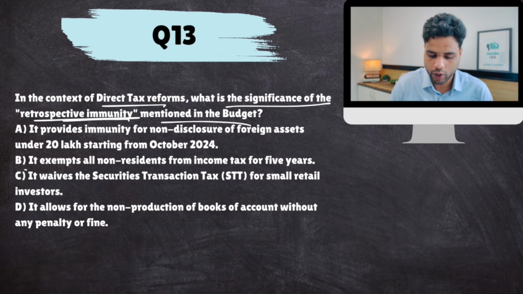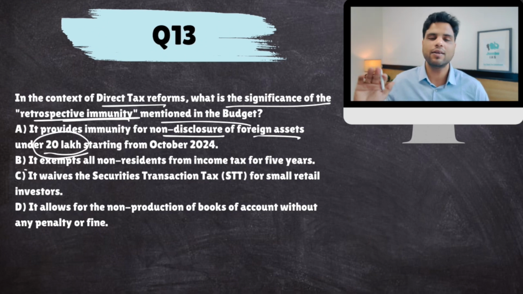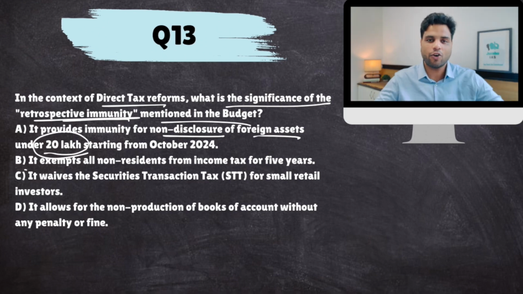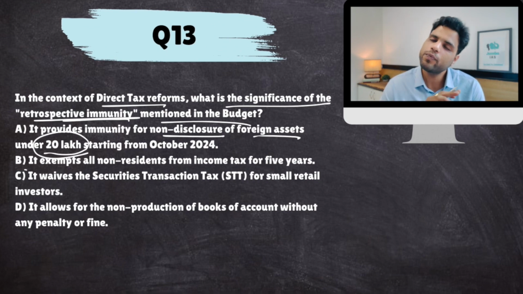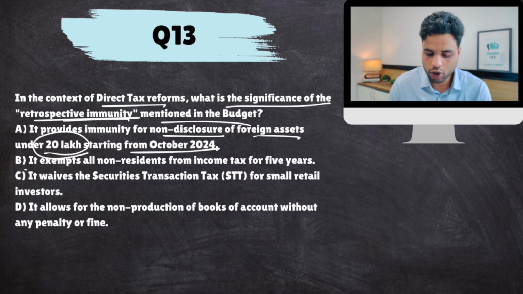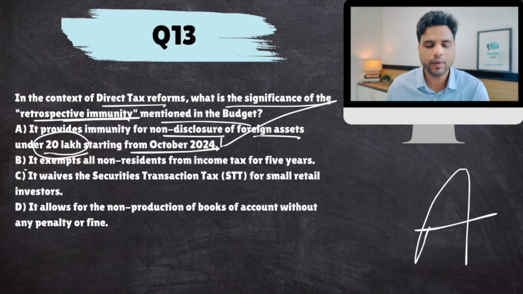This is retrospective immunity. It provides immunity for non-disclosure of foreign assets under 20 lakh, not big tax frauds. Under 20 lakh, if there are foreign assets and you fail to disclose them, government is basically forgiving you from October 2024. So this is that.